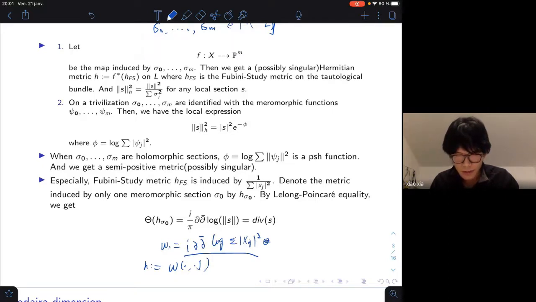And in the case of a singular metric it is more subtle, but we only need the general case. Actually, we only need this construction by the global sections, and when those global sections are holomorphic, it is very easy to verify they are positive.